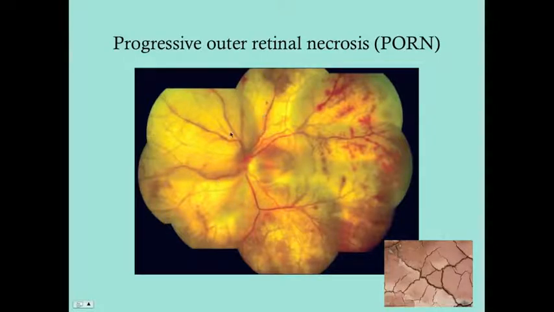So whereas with CMV retinitis, the inflammation just kind of went right through the veins, it covered up the veins, here you can still see the veins and arteries. And that's what gives us this crack mud appearance. So this is cracked mud here, or like really dry brownies.